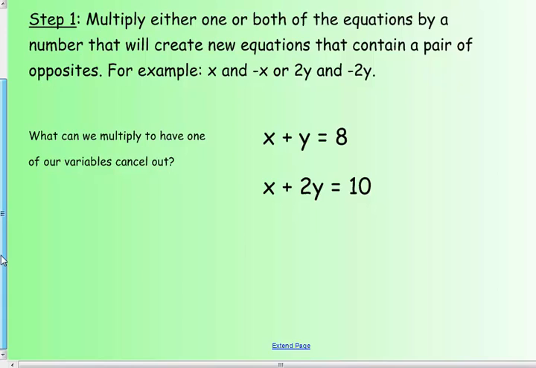Well, I think we could multiply this equation by negative 1, and then we would have negative x's. Or, and you may do it differently, I could have said, let's multiply this equation by negative 2, and we would have opposites, because we would have negative 2y and positive 2y. Well, I'm going to multiply by negative 1 and get the x's to cancel. So I can eliminate either the x or the y variable. I'm going to use the negative 1.